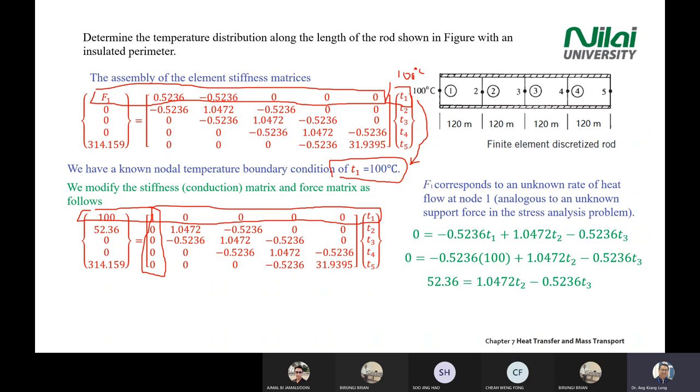You take 100 degrees C equal 1 times T1 plus 0 times T2 and so on until 0 times T5. So you understand what I'm trying to explain? You understand why suddenly this one become 100 and the rest is 0 and this one is 1?